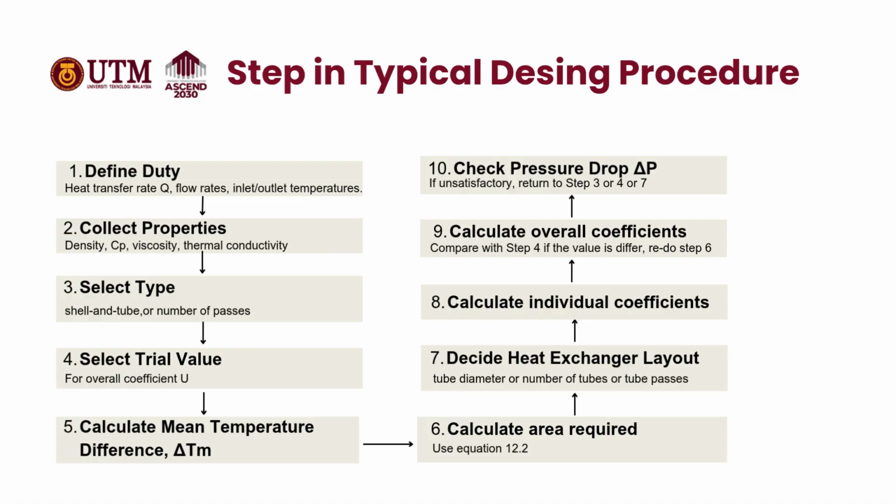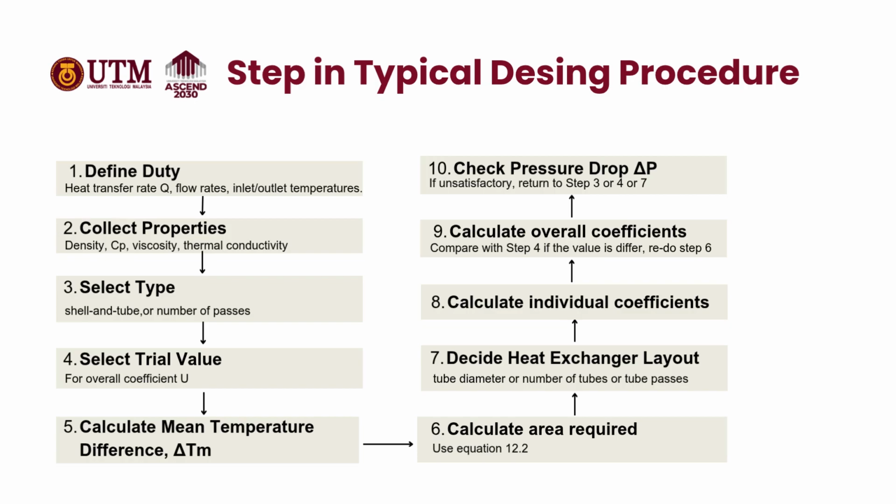Here is the typical step-by-step design procedure for shell and tube heat exchanger. The first one, we define the duty. Here we will know Q, flow rates, inlet and outlet temperatures. Second, we collect the properties such as density, Cp, viscosity, thermal conductivity at average temperature. Third, we select the type, such as shell and tube, and the number of passes of the heat exchanger. Fourth, we select the trial value. Here, we pick a trial overall coefficient U from Table 12.5. This will be our first guess.